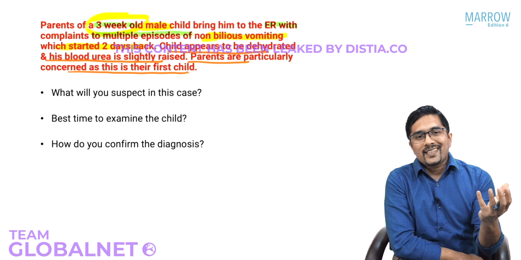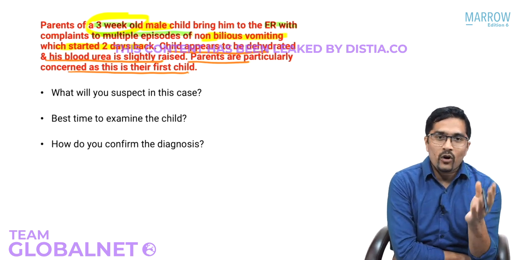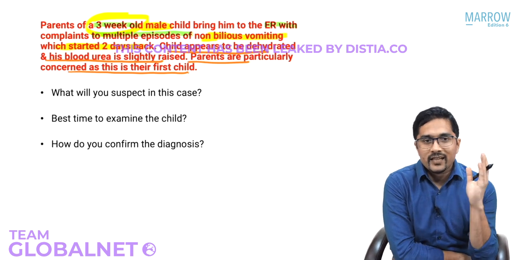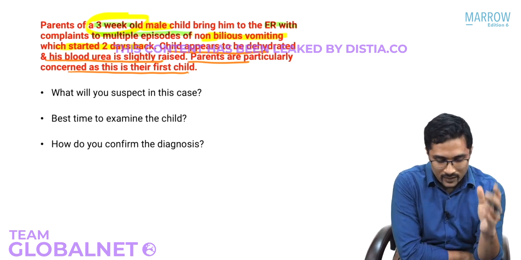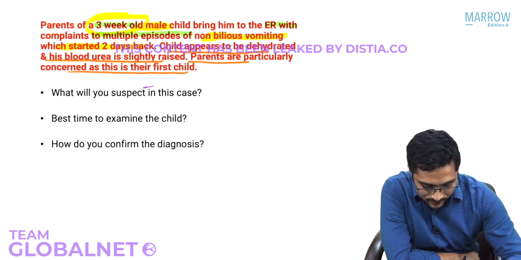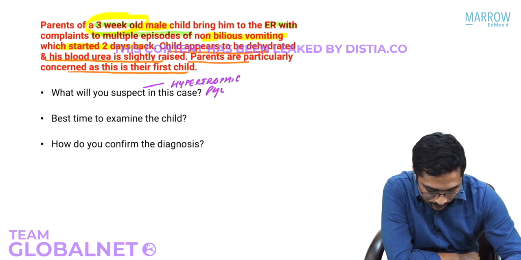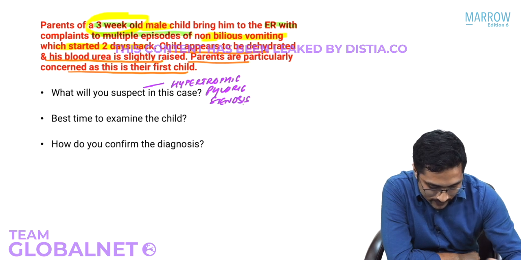So all the hints are there in the question stem. You have a firstborn male child, 3 weeks, non-bilious vomiting, dehydrated. What do you suspect? You are going to suspect hypertrophic pyloric stenosis in this patient. Hypertrophic pyloric stenosis is what you suspect, correct?